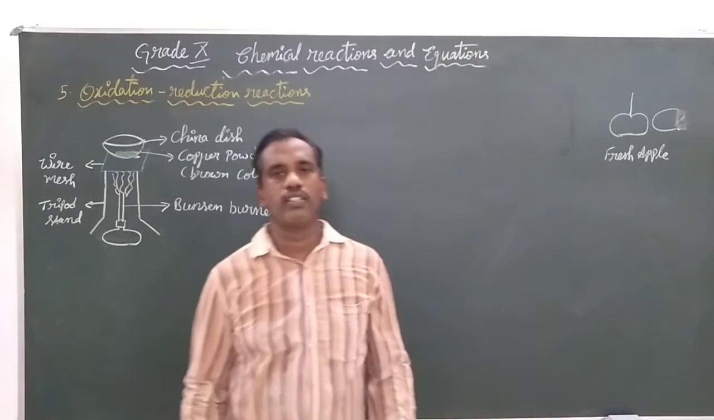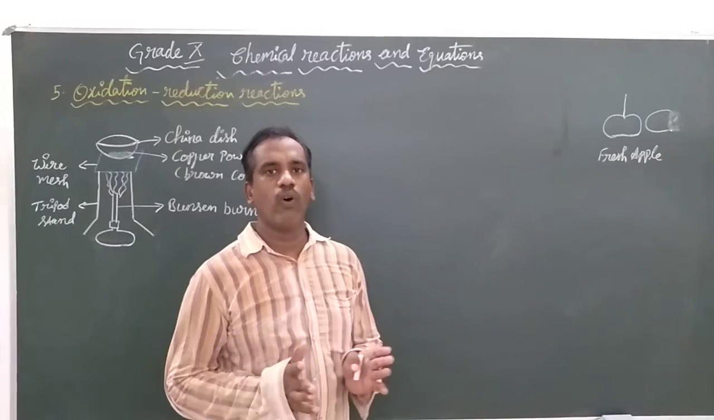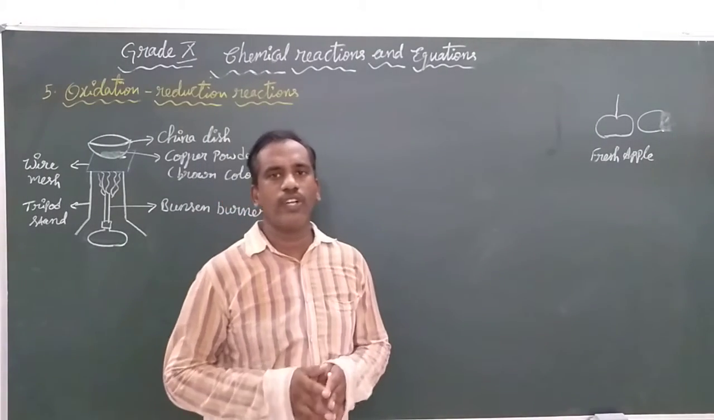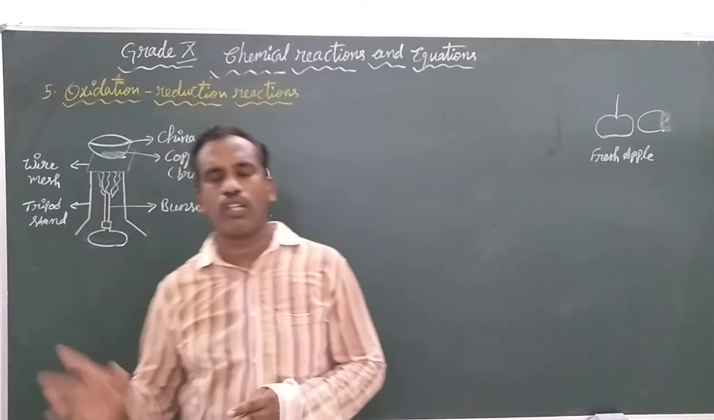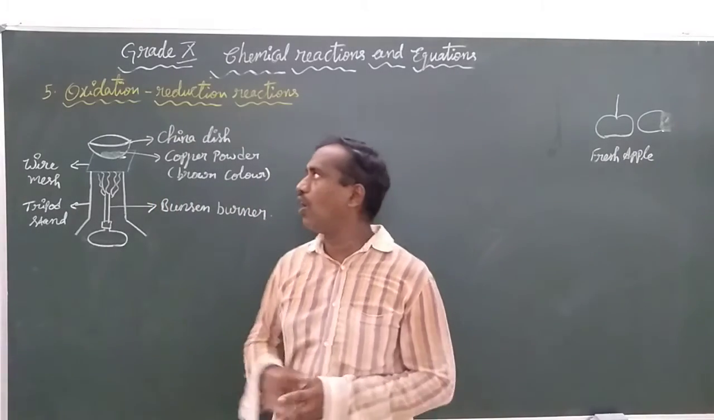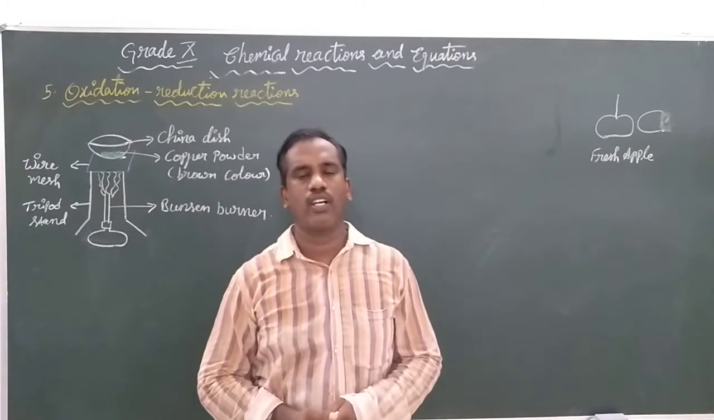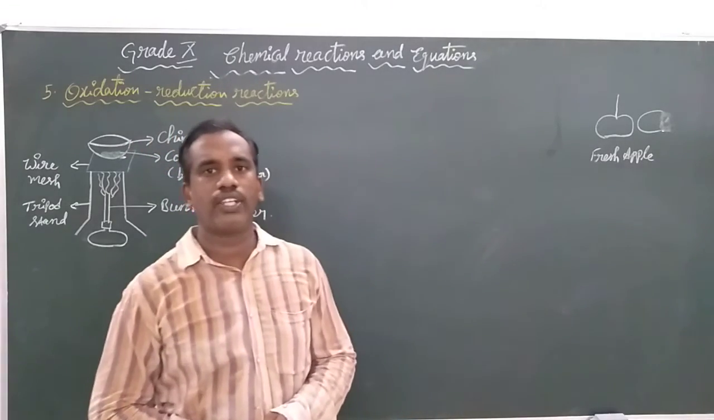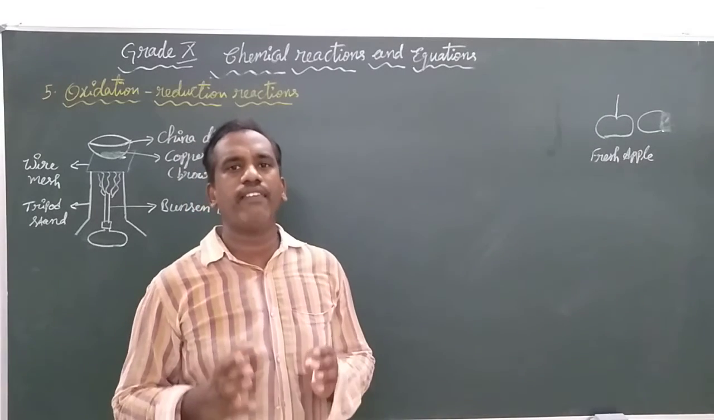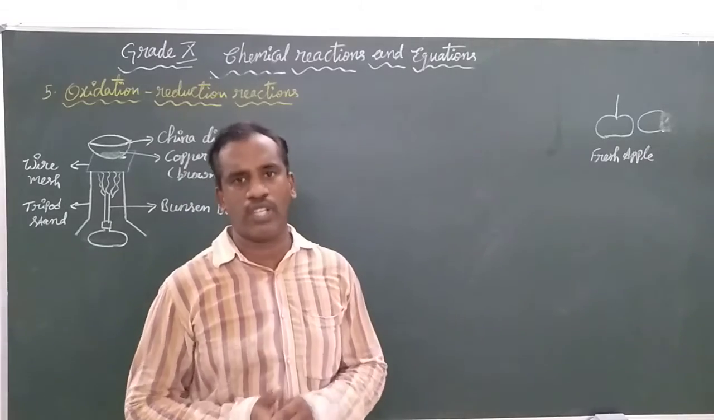Hi students, in our previous video we had discussed the four types of chemical reactions. In this video we are going to discuss the fifth type of chemical reaction, that is called oxidation reduction reaction. What is it called? Oxidation reduction reaction. Let us take a very simple example to understand the name of oxidation.